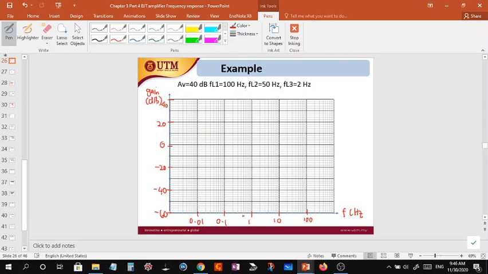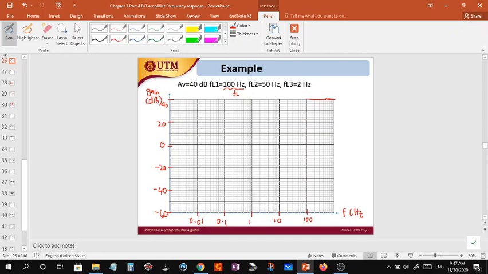After you finish labeling the axis, you can draw the midband line. The midband line is above the calculated or the given frequencies, and then you choose the highest one. The highest one will become your lower cutoff frequency. In this case, the highest is FL1, which is 100 Hz. This is our FL. So above 100 Hz, the BJT operates at the midband. So the gain is 40 dB. So above 100, the gain is 40 dB.